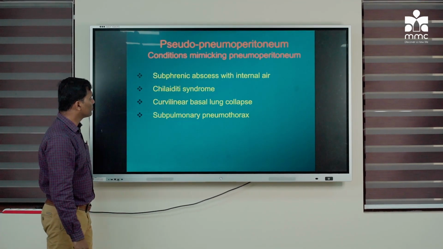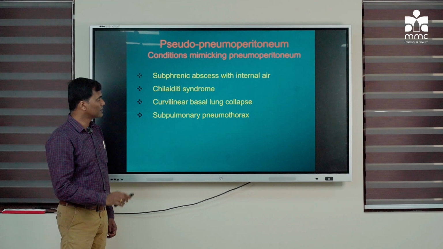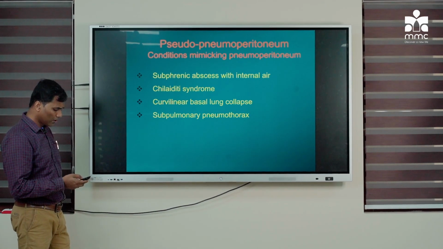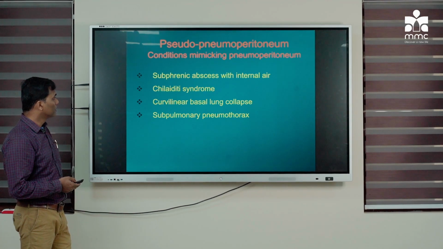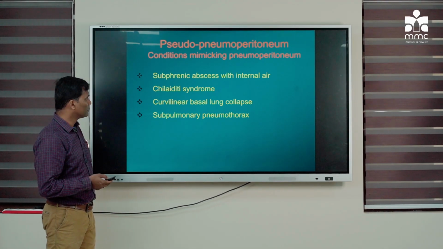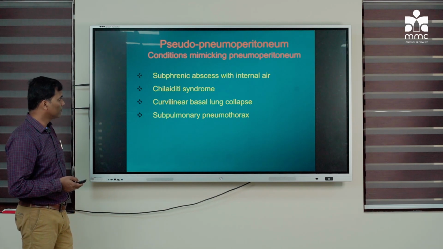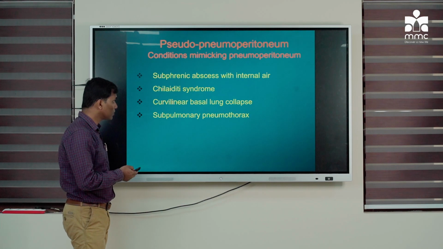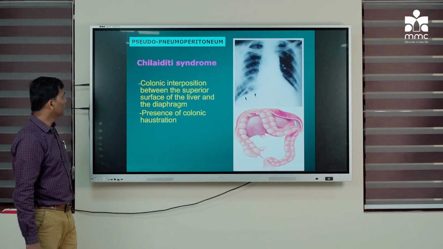So now you know the signs of pneumoperitoneum, but there are some conditions which may mimic pneumoperitoneum. You should not wrongly diagnose it as pneumoperitoneum. They are subdiaphragmatic abscess with internal air, Chilaiditi syndrome, curvilinear lung collapse, and subpulmonary pneumothorax. Let's see them one by one.